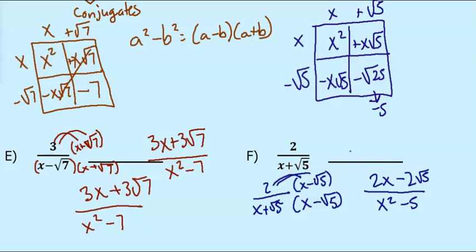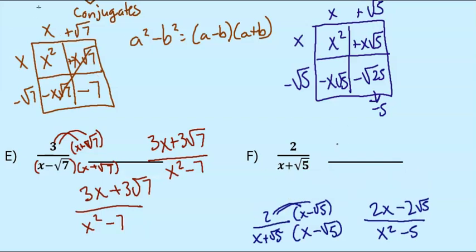So that is your rationalized denominator. So we have 2x minus 2 square root of 5 all over x squared minus 5.